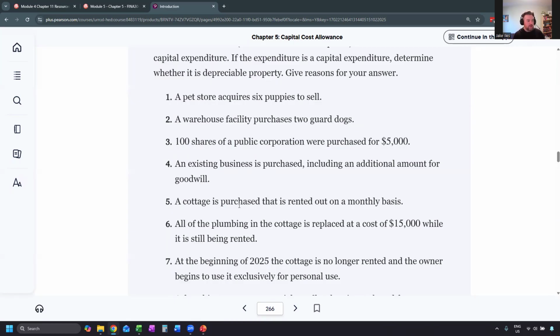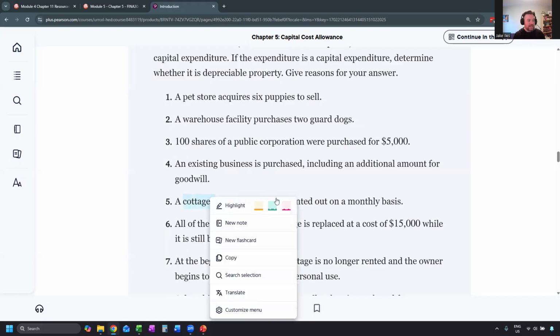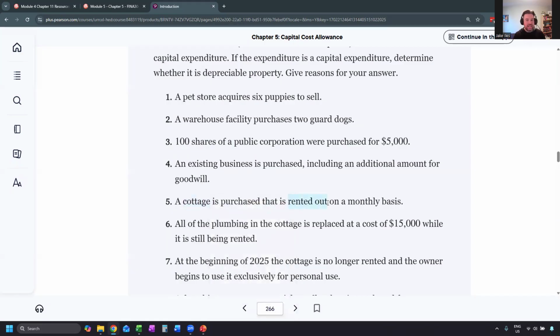A cottage is purchased that is rented out on a monthly basis. This cottage is in the action of producing income. It's being rented out. So, because it is a piece of property that's used for income and a building is depreciable, this is also a yes. We can take CCA on this item.